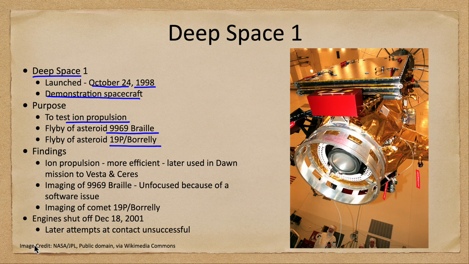And here we can see the ion propulsion engine, which was a more efficient way to be able to travel than conventional chemical fuels. And it would accelerate material out of one end, and then, of course, that would propel the craft forward in accordance with Newton's third law of motion.